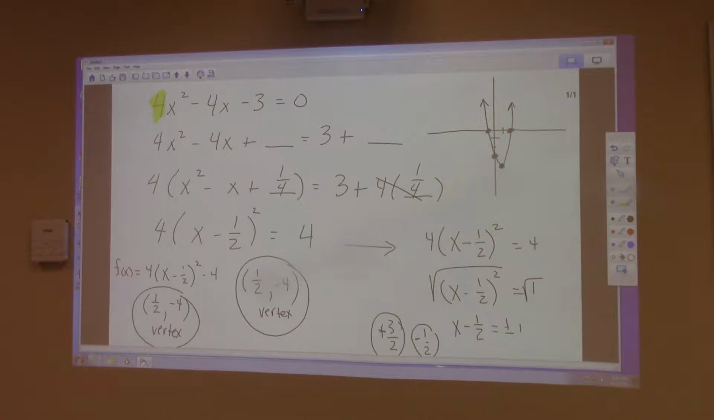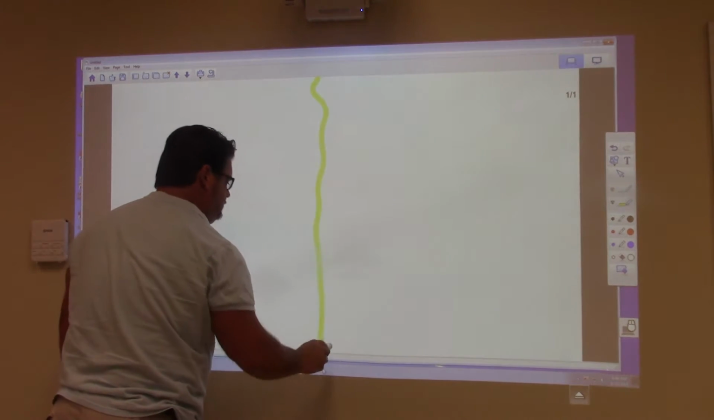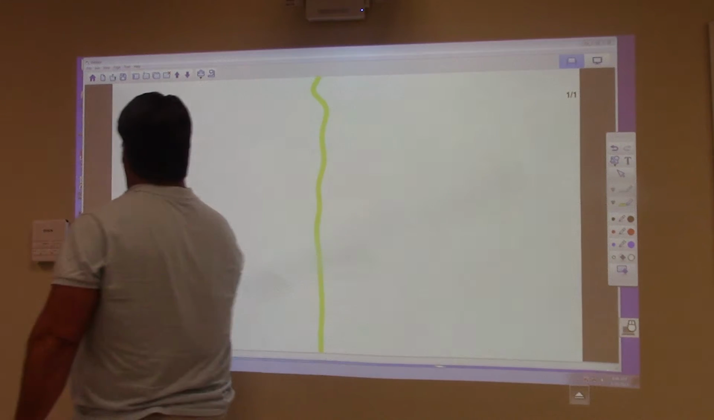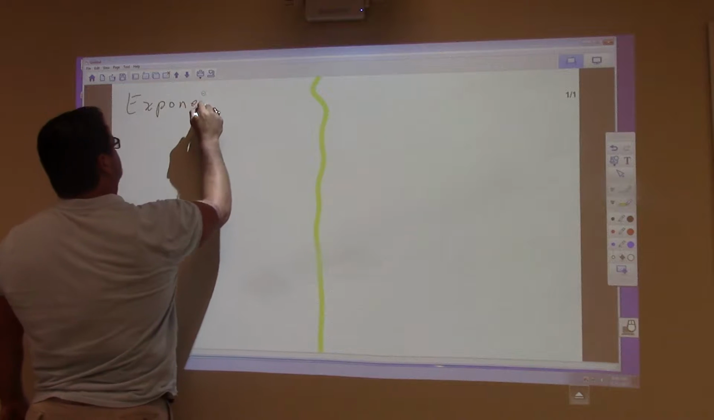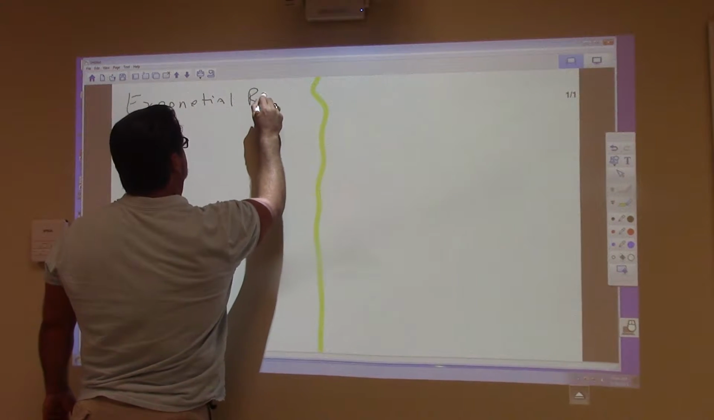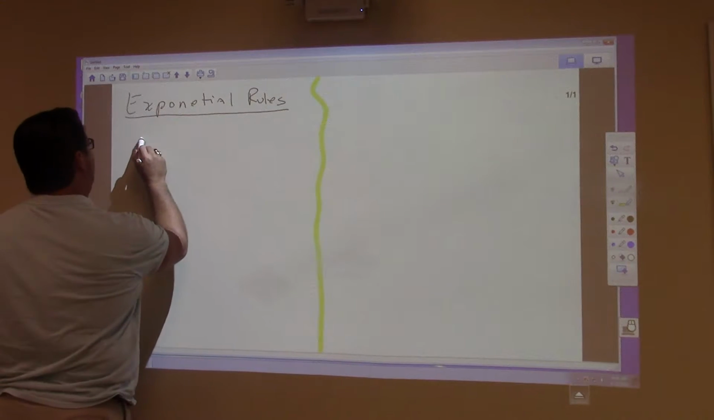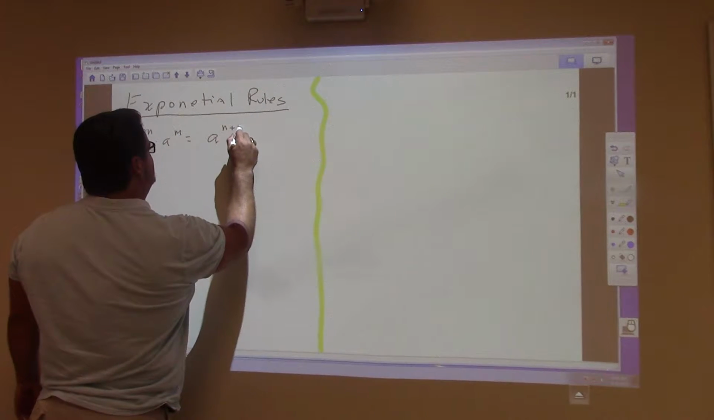So let's move on to logarithms. Now, in algebra, there's 2 sets of rules that are very similar. One is the exponential rules. The exponential rules are a to the n times a to the m is equal to a to the n plus m, and that's your product rule.